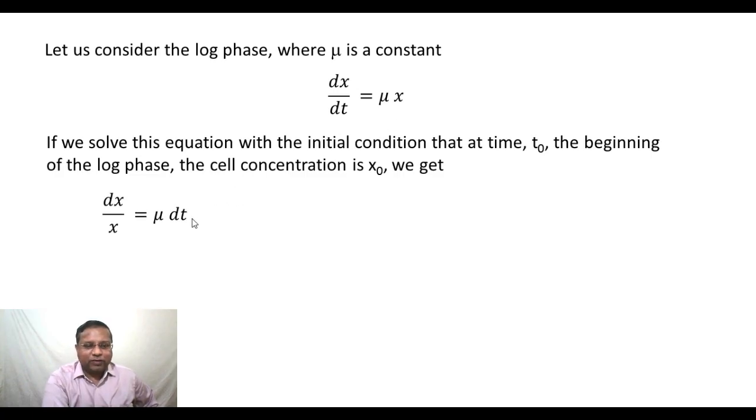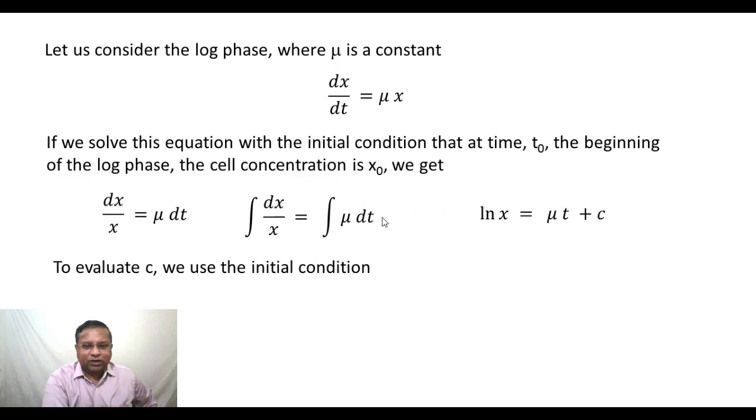So if we go about solving this equation, there are a few steps, which I've written down here. dx by x equals mu dt. Integrate both sides. We get the integral of dx by x as ln x, and on the other side it is straightforwardly mu t plus c, an indefinite integral. We have the initial condition, which can be used to evaluate c. At time t equals t0, x equals x0, therefore ln x0 equals mu t0 plus c, or c equals ln x0 minus mu t0. This is our c.